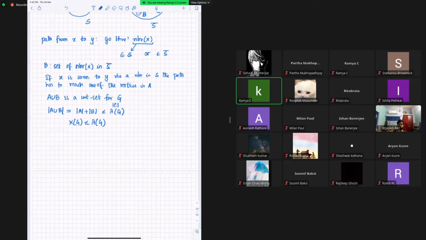So here is an exercise. Find a graph G with kappa of G strictly less than lambda of G, strictly less than the minimum degree of G. So you can find graphs where the vertex connectivity is much less compared to the edge connectivity. And all of them can be much less than the actual minimum degree of a graph.